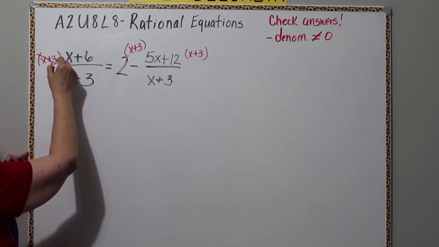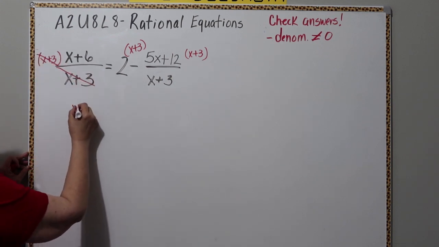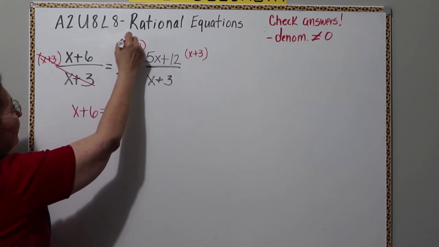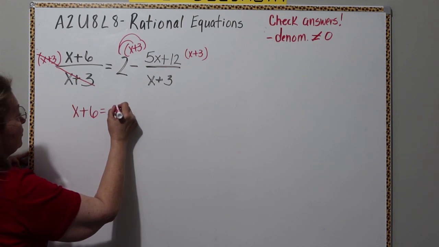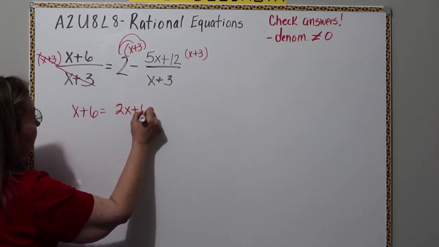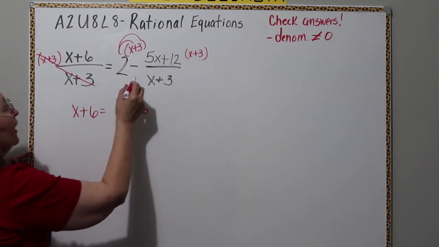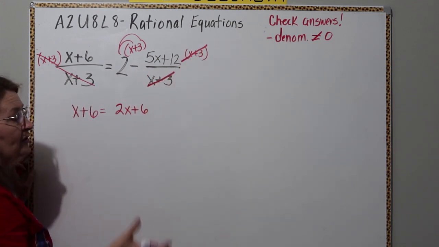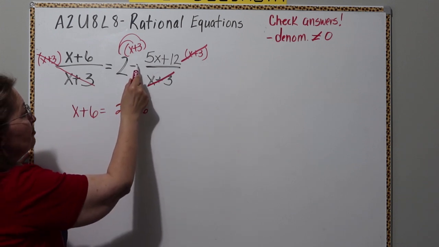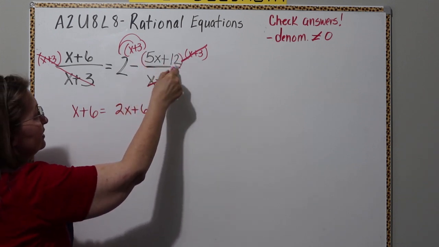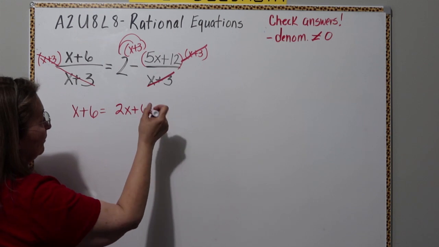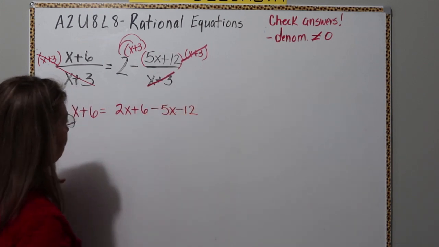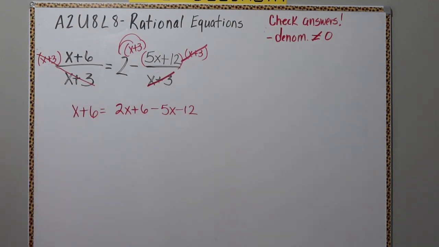When I multiplied, these two canceled. So now I have x plus 6 here. When I multiply it times this 2, I've got to distribute, so that's going to be 2x plus 6. Now right here, I've got to be careful. These two things do cancel out, so I don't have to multiply anything, but this minus has to be distributed to this binomial before I can bring it down. So that's going to be minus 5x minus 12. Now, that looks a whole lot better, doesn't it?